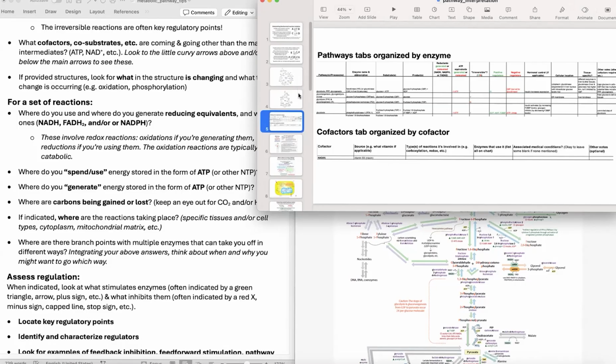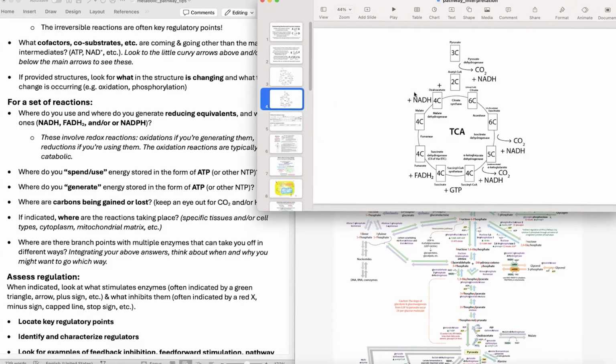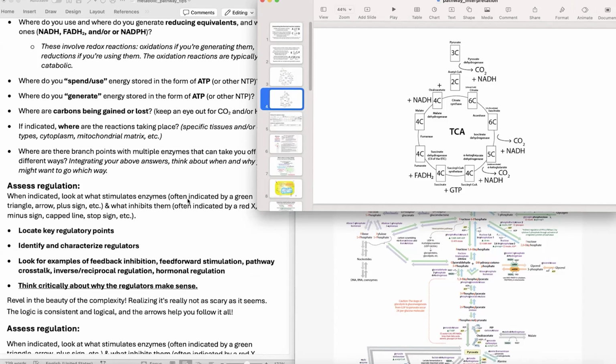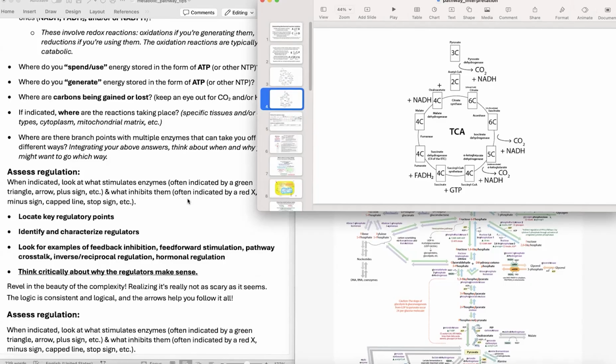Note too, that when you have those reactions that are involving the generation of NADH or FADH2, those are going to be your oxidation reactions. And if you're using NADPH, those are going to be reduction reactions. And those are often going to be catabolic reactions.